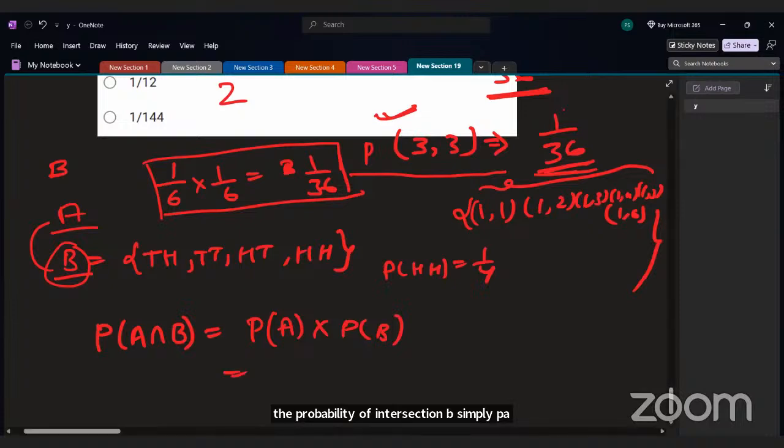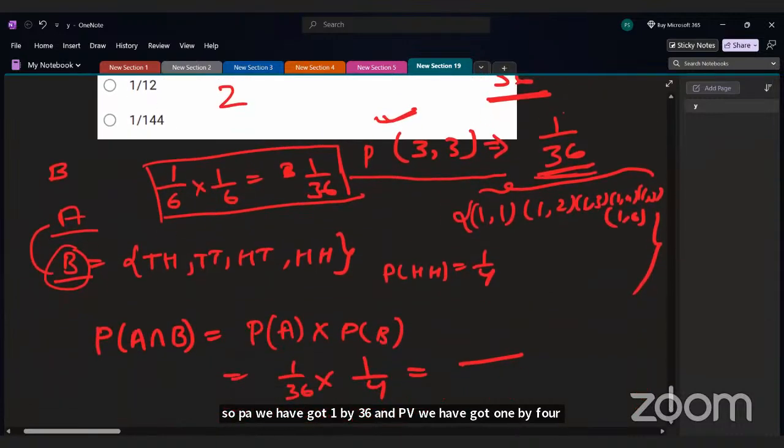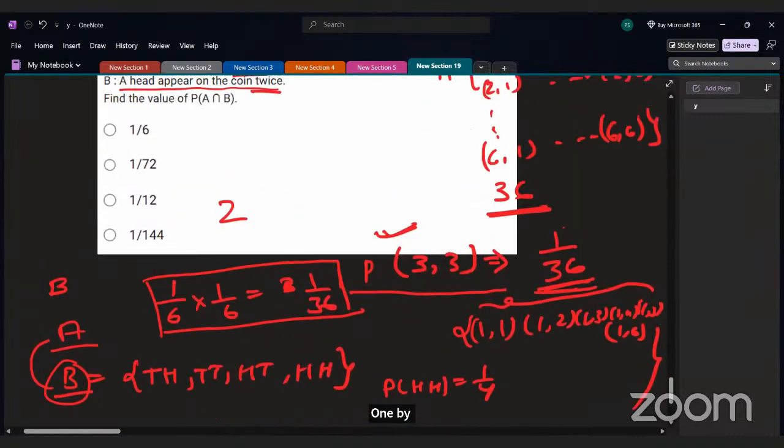PA we have got 1/36 and PB we have got 1/4. So on calculating, we are getting 1/144. So I think D is our answer. Okay, everyone got this?